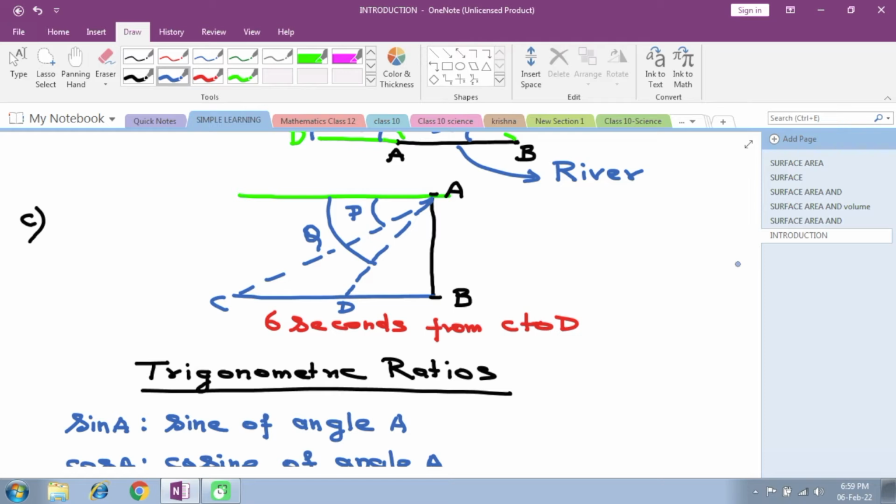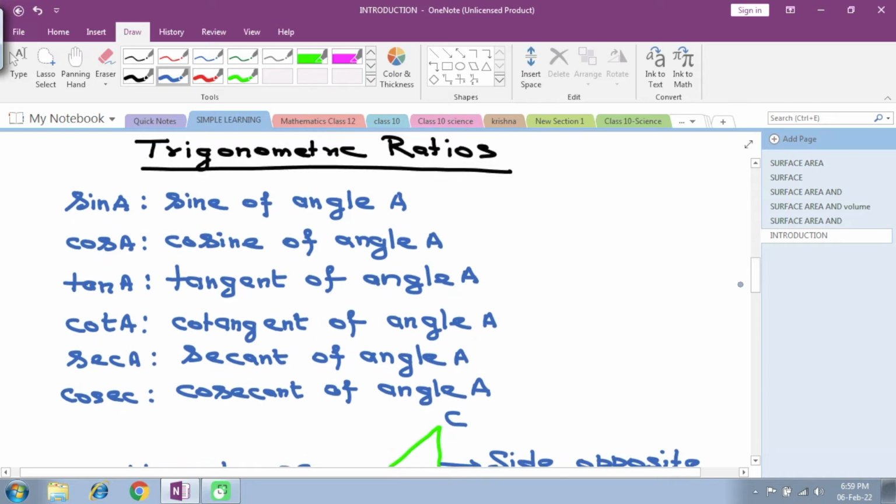Now suppose at a particular instant of time the car is at C, and after 6 minutes the car reaches point D, right? So if I know the angle P and Q, I can find the time in which the car will reach the base of the tower B. So these are a few applications of trigonometry, simple applications which we will be studying later on. But before that, we have to understand what trigonometric ratios are and how to find them.